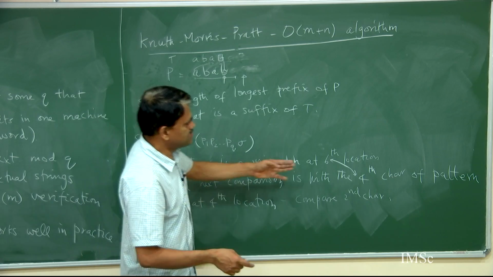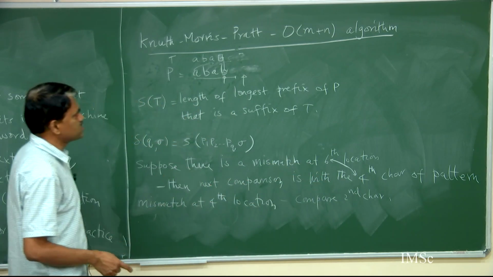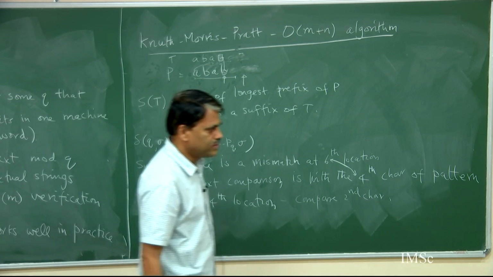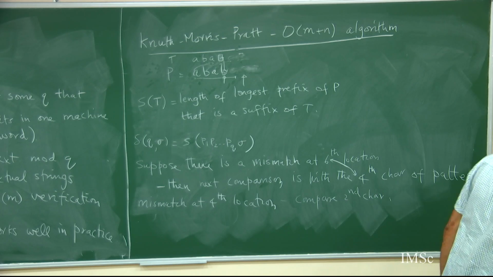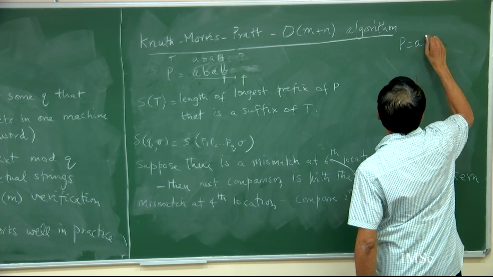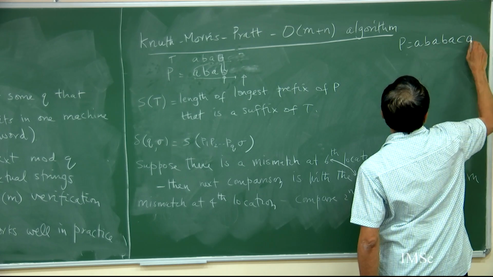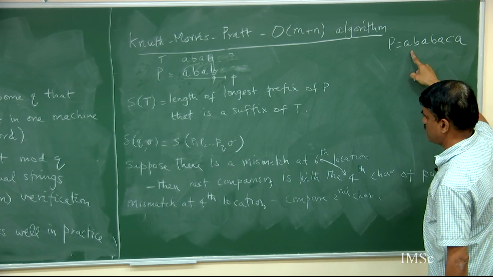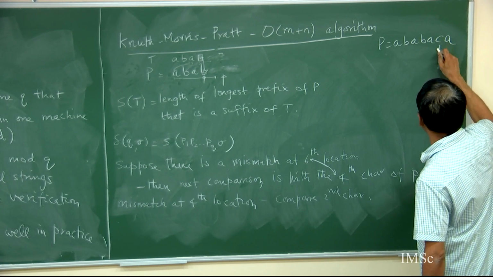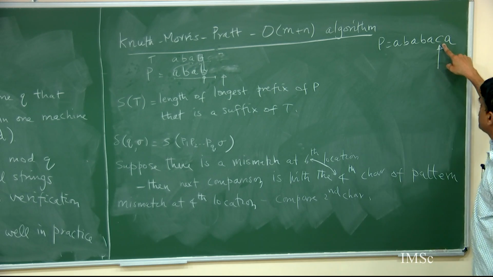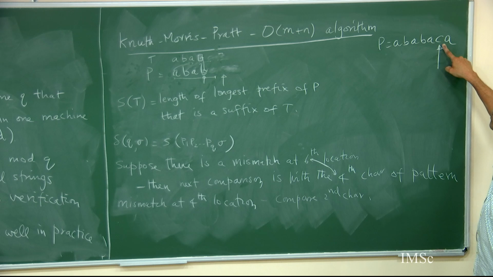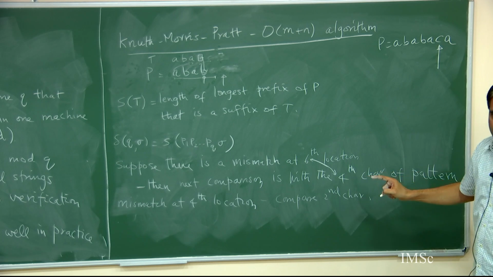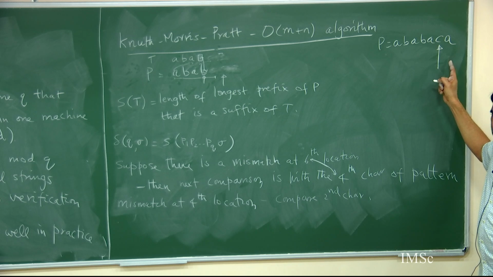If there is a mismatch at 6th location, go to the 4th location. Why 4th location? Let me write down the pattern A, B, A, B, A, C. So, here if there is a mismatch, what does that mean? That you have got a match of 3 already, that is what it is. So, start comparing with the 4th location, right. What is this 3?